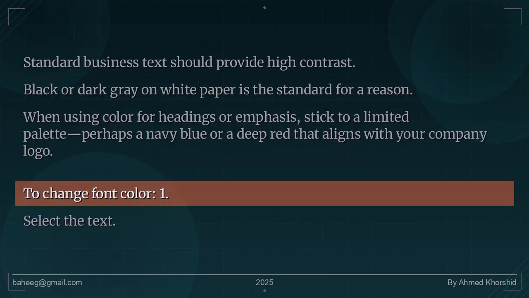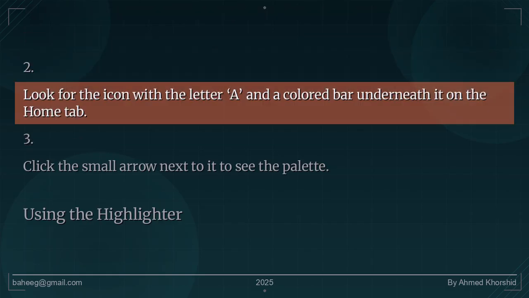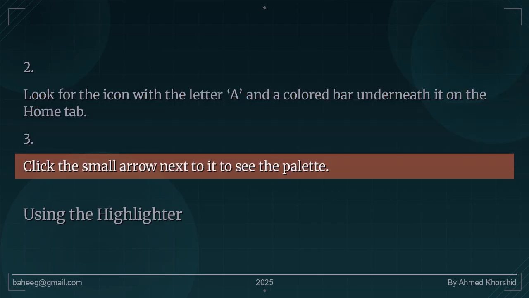To change font color, 1. Select the text. 2. Look for the icon with the letter A and a colored bar underneath it on the Home tab. 3. Click the small arrow next to it to see the palette.